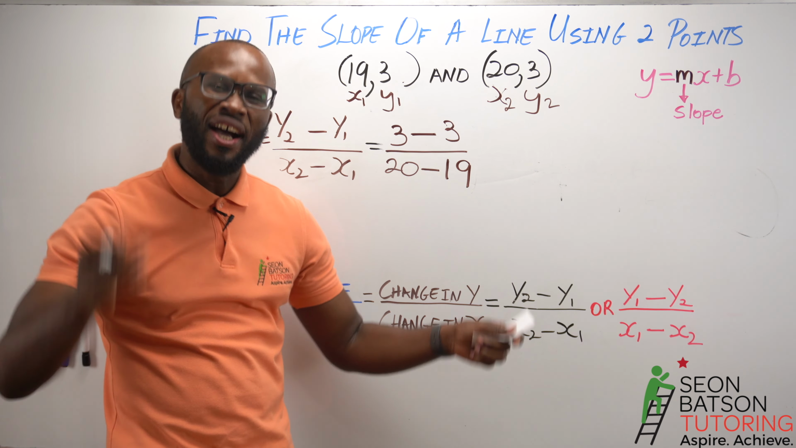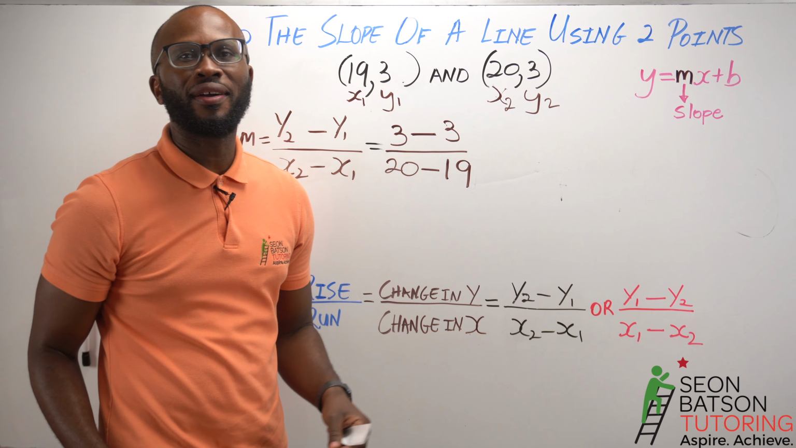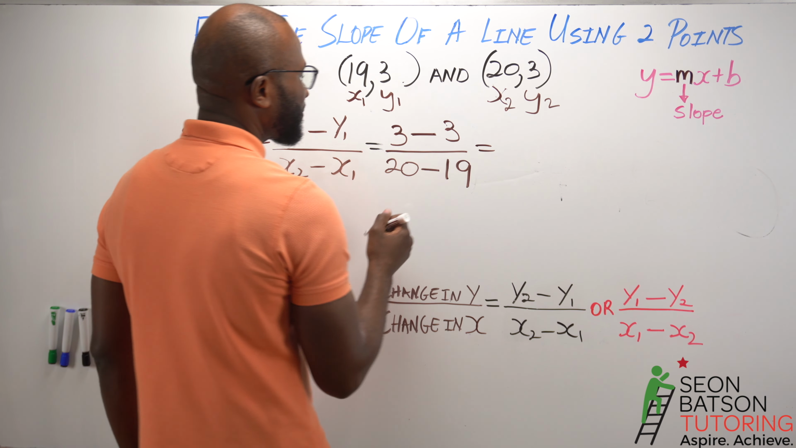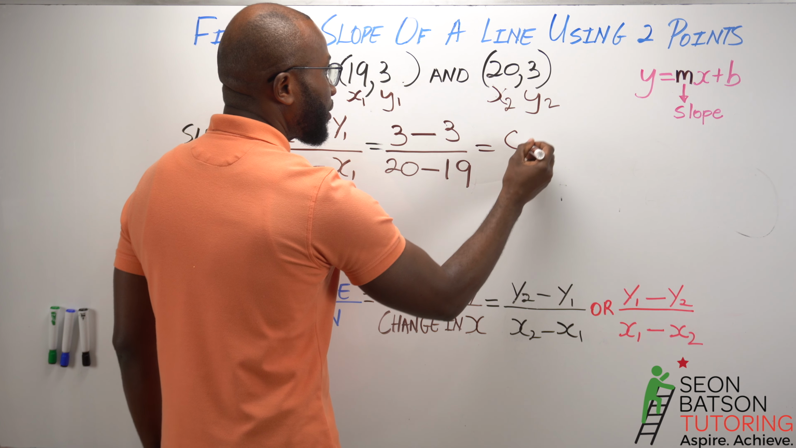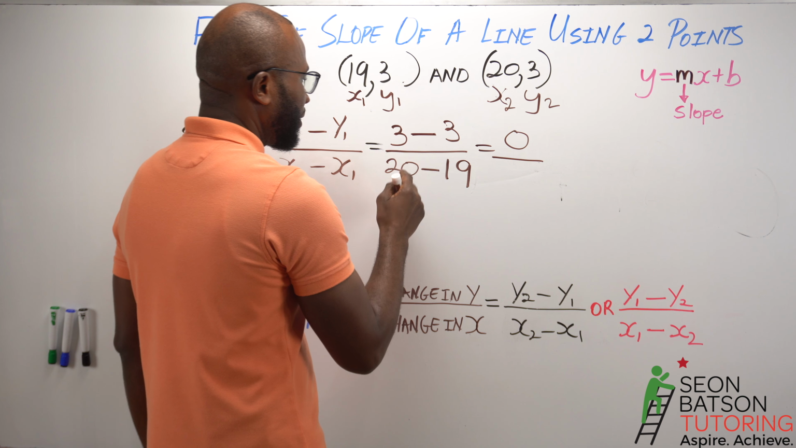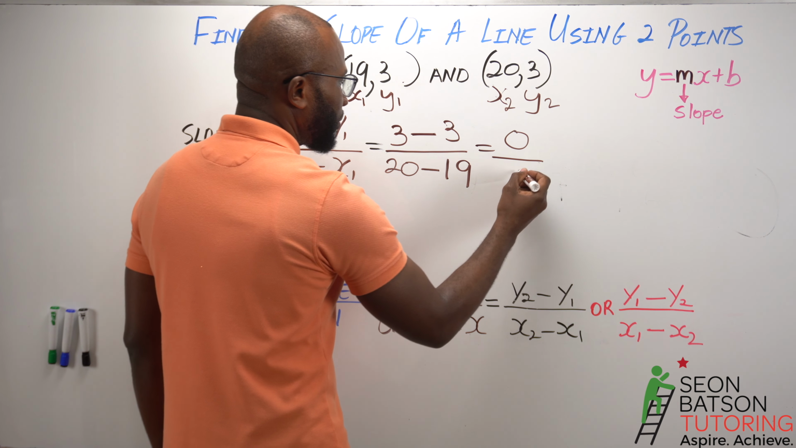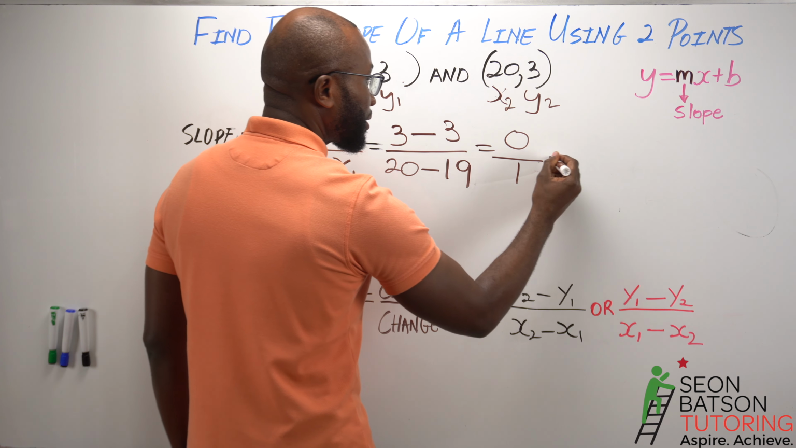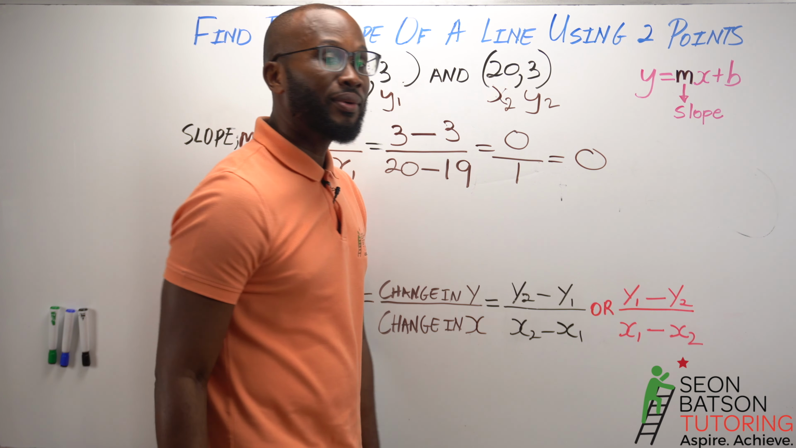How are you feeling? Are you following what's happening so far? It's very simple stuff. Let's subtract. 3 take 3 will give me 0. And 20 take 19 will give me 1. 0 divided by 1 is 0.